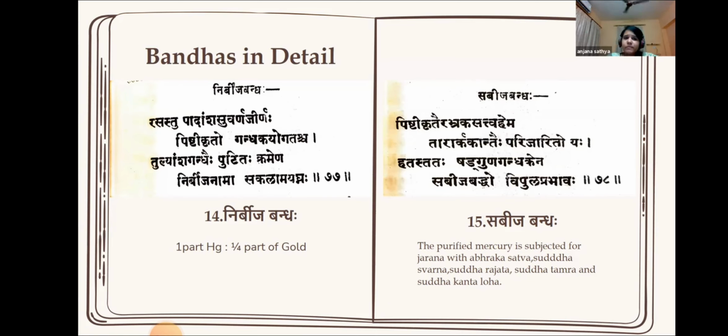In Sabija Bandha, gold is added to process the mercury along with other drugs, that is Abhraga Sattva, Shuddha Swarna, Shuddha Rajata, Shuddha Tamra, and Shuddha Kanta Loha are also added to do the bandha. So that is known as Sabija Bandha. So that proportion will be 1:1. So that is the difference between Nirbija and Sabija Bandha.